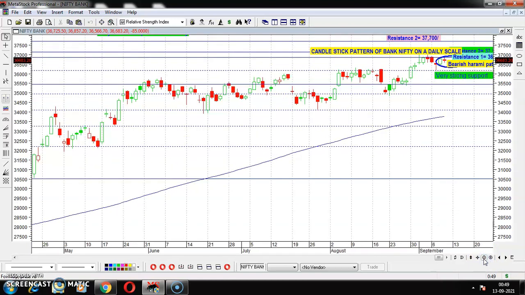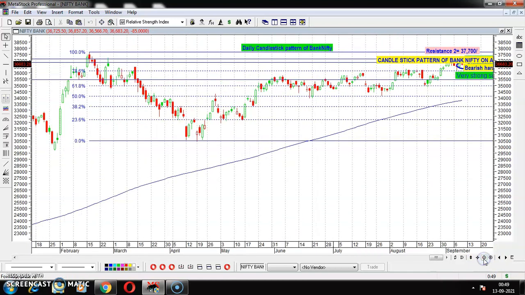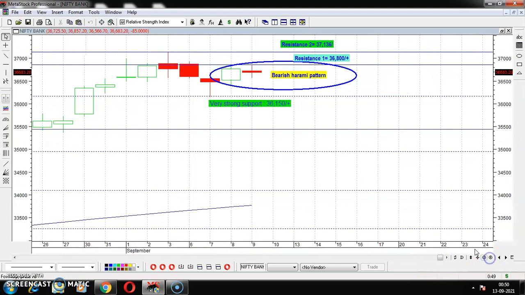Another indicator is the Fibonacci Retracement, through which we will be able to find out the resistance and support zones. I have already plotted the Fibonacci Retracement over here. Currently it is trading above the 78.6% Fibonacci Retracement level. This is the golden ratio of Fibonacci Retracement, right? So as far as the Fibonacci Retracement is concerned, it is trading above this 78.6% golden ratio.